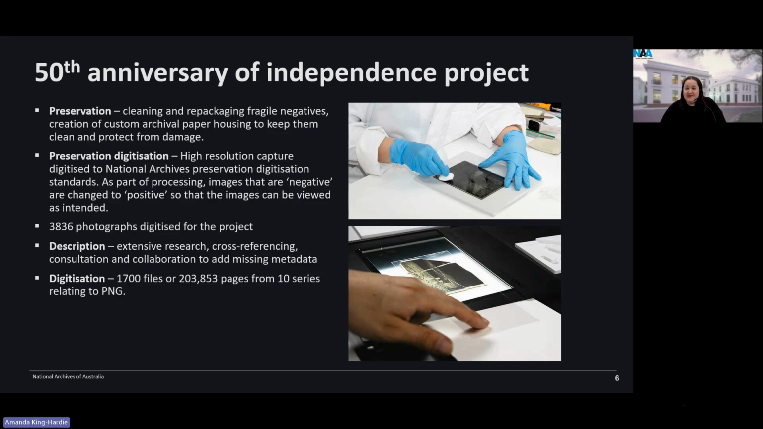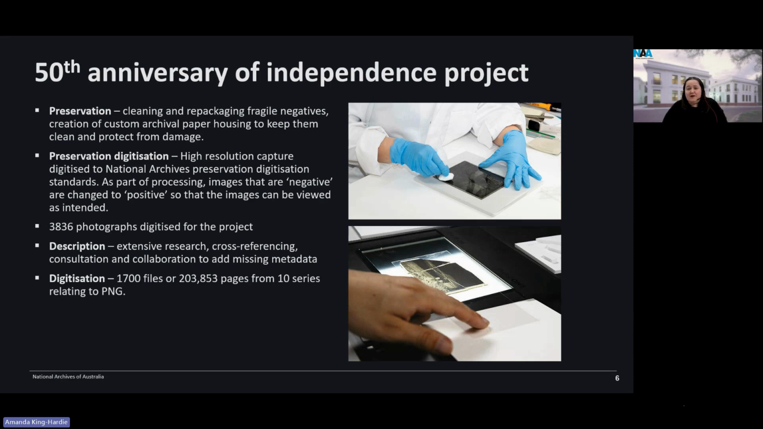The National Archives has been celebrating and commemorating PNG's 50th anniversary of independence through a wide range of programs, activities and events, such as our webinar today. But a significant contribution has been the extensive preservation, description and digitisation work that we've done on a number of prominent series of PNG records. Many of the photographs of PNG in our custody, for example, are glass plate negatives, which, as you can imagine, are very fragile items. Extensive work was done to clean and repackage these glass plates, keeping them safe for the future.